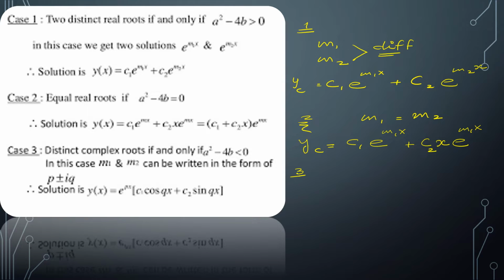Now in the third case, if we get a complex solution, meaning alpha plus beta i, then you write e to the power alpha x, in the bracket c1 cos beta x plus c2 sine beta x. Keeping these things in mind, we have to write our solution for the second order differential equation. So let's try to solve some of the questions.